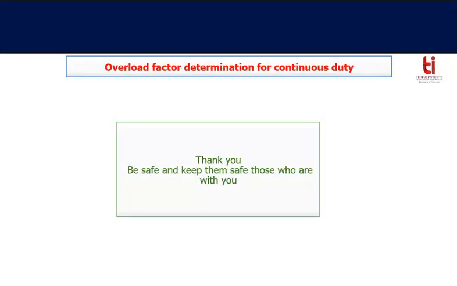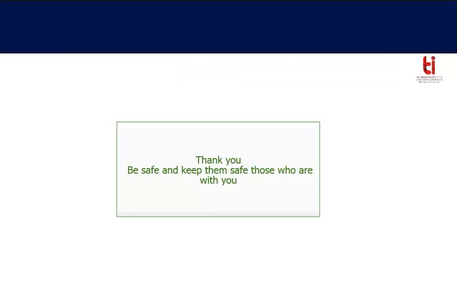Today we have discussed how to find motor rating in case of continuous duty, in case of fluctuating and intermittent load. At the same time we have discussed that if a machine is developed for continuous duty and if it is used for short time duty, then how much will be the loading factor.